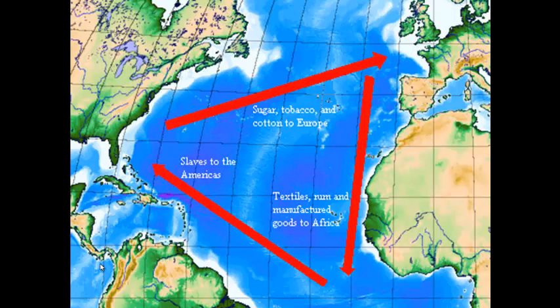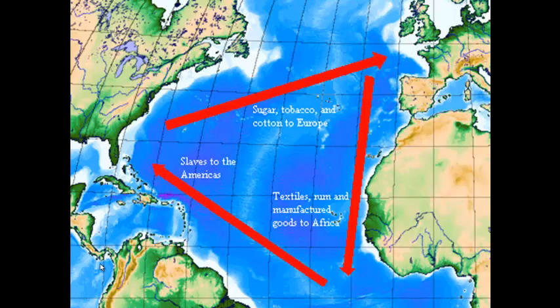So you'll see here is a map of what this triangular trade looked like. It looks like a triangle. It has three sides. So here's a great map. And to many of us, this might look familiar from your Global 2 days. But you can see at the top, you see North America to the northwest, and it's pointing towards Europe in the northeast. And it's saying sugar, tobacco, and cotton were going to Europe.